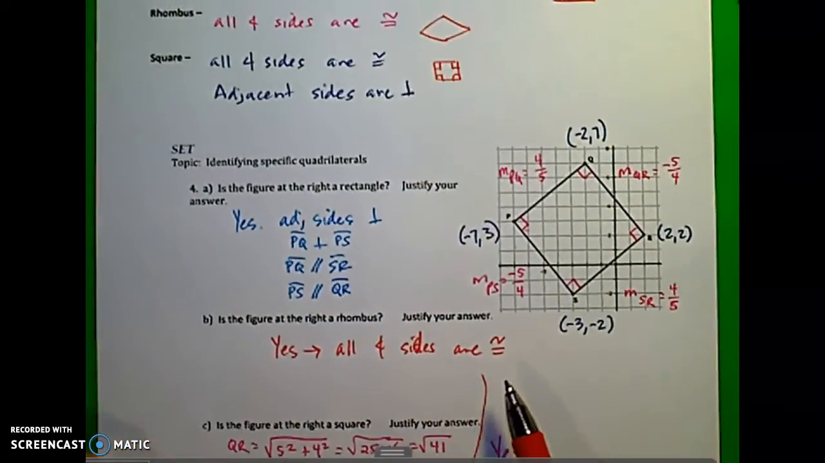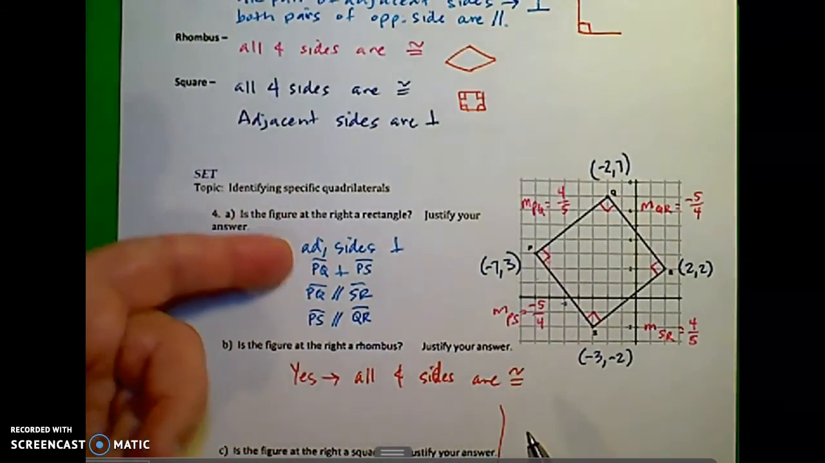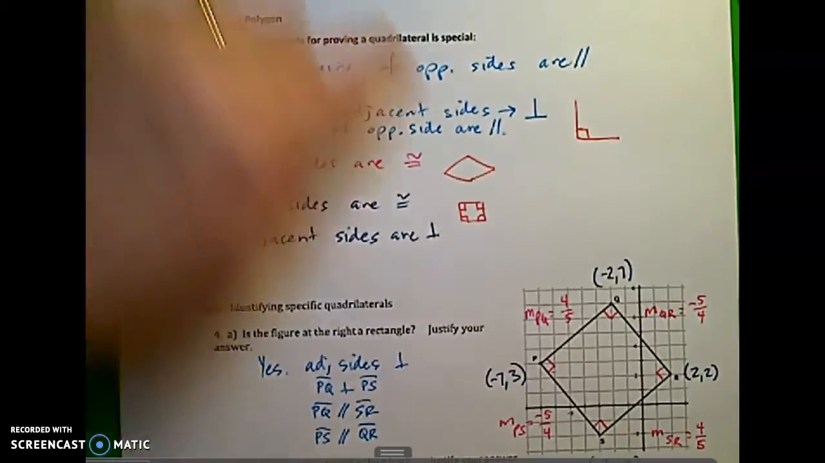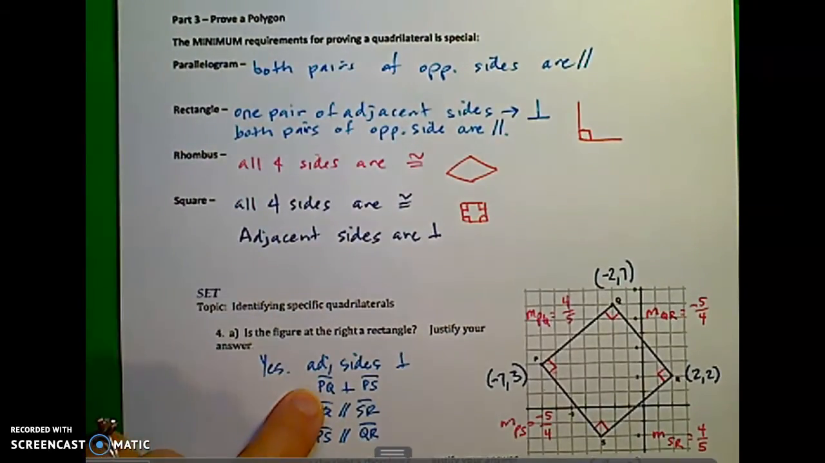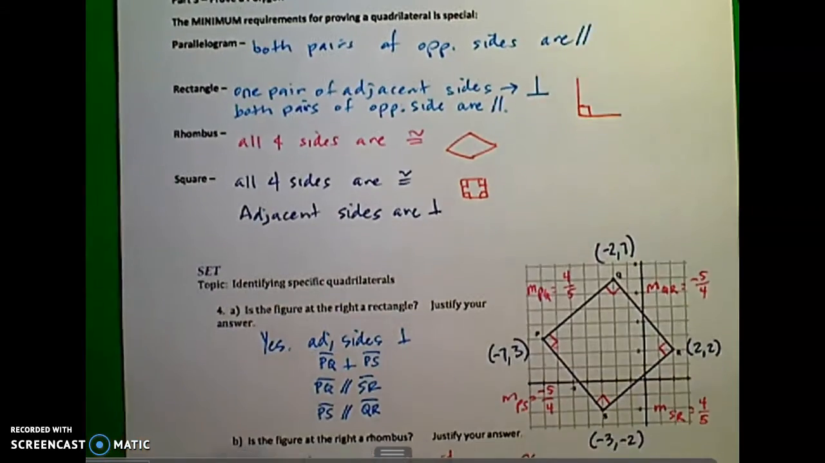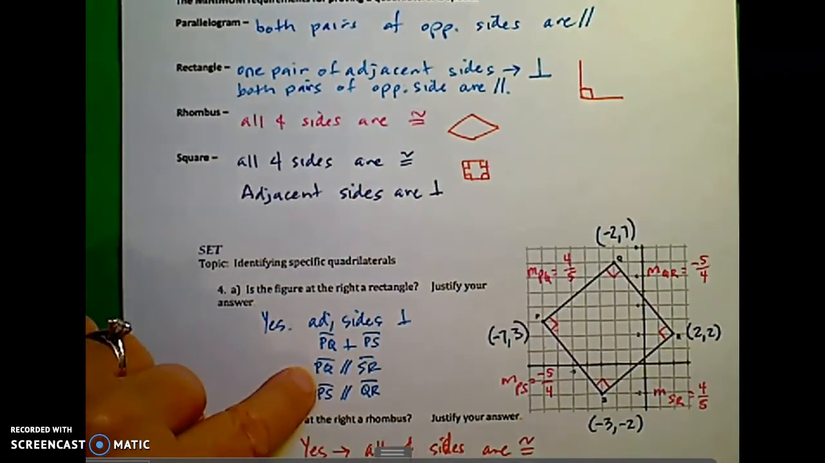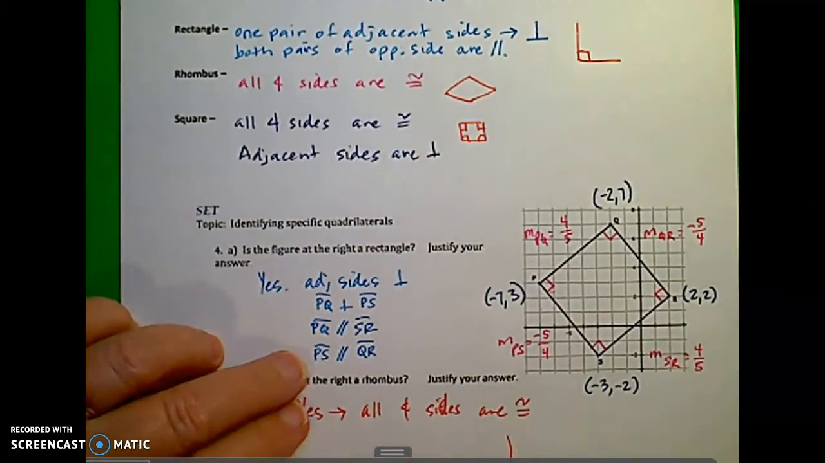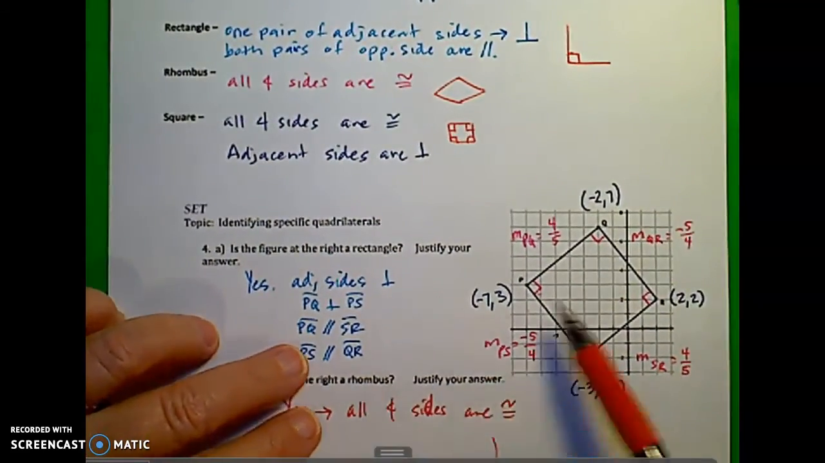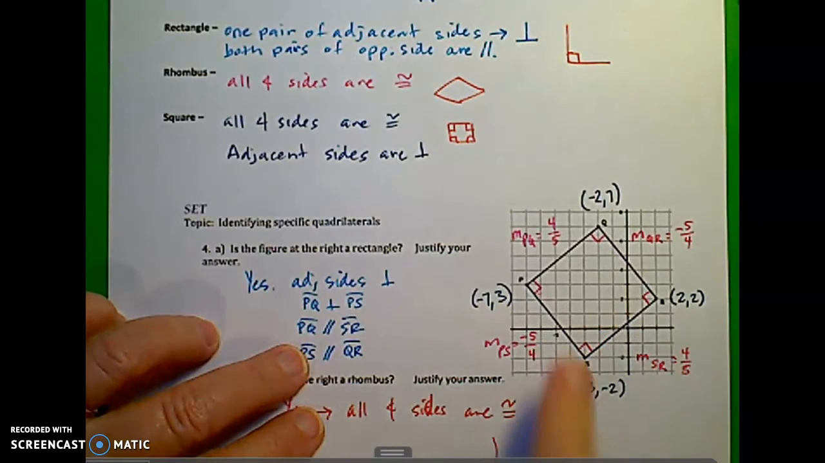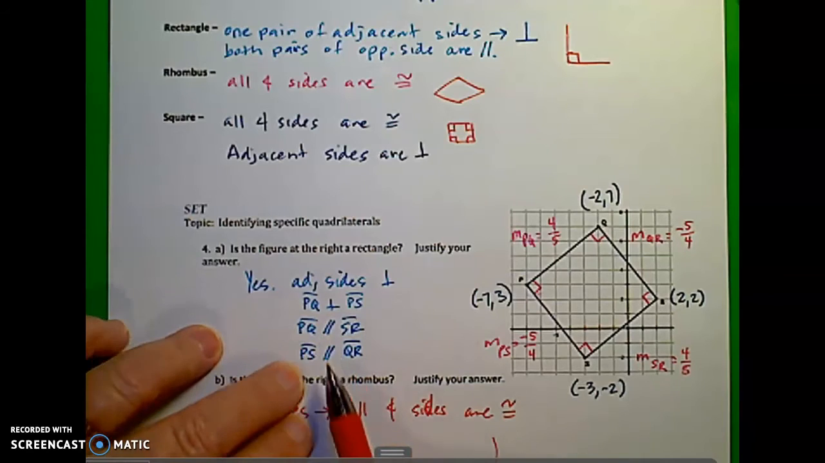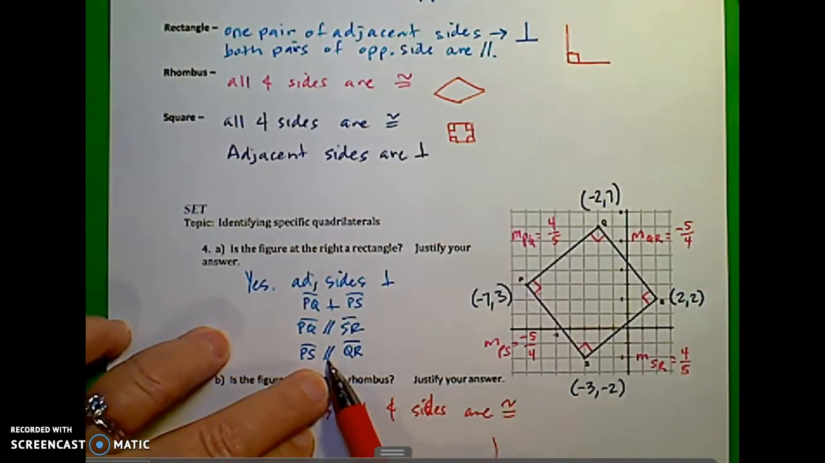Well, that makes the other parts kind of easy, because if it's a square, it has to be a rectangle. Why do we know it's a rectangle? We have adjacent sides perpendicular, PQ and PS. I have it down at the bottom for justification. And then we have both pairs of opposite sides are parallel. And we show that in our picture. I can be specific. PQ is parallel to SR. Notice the symbols. PS is parallel to QR.